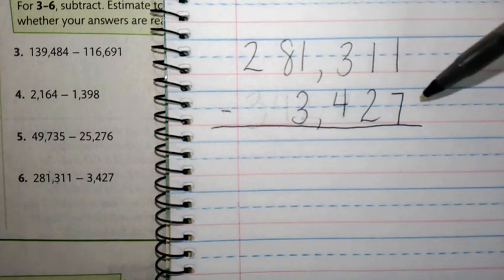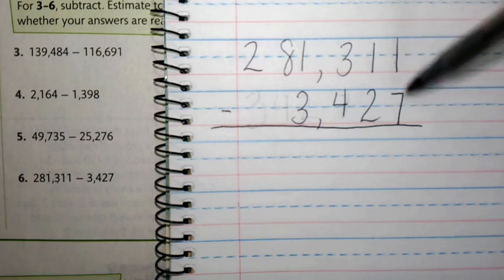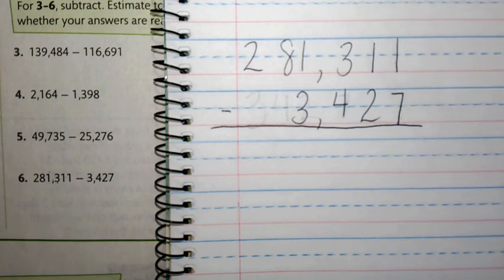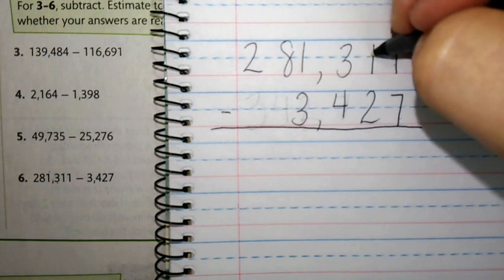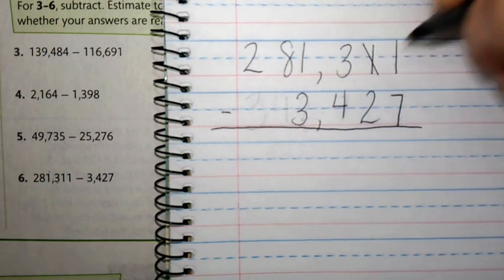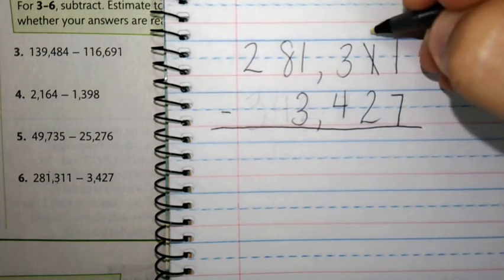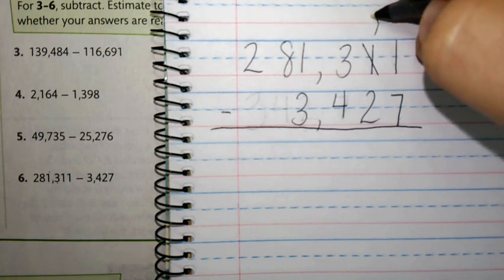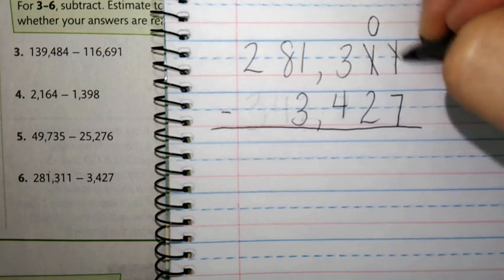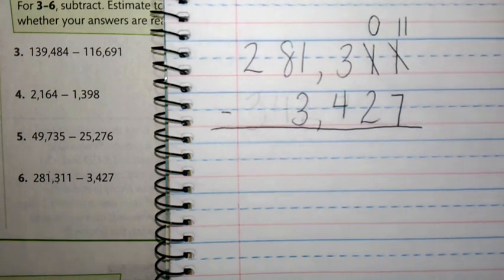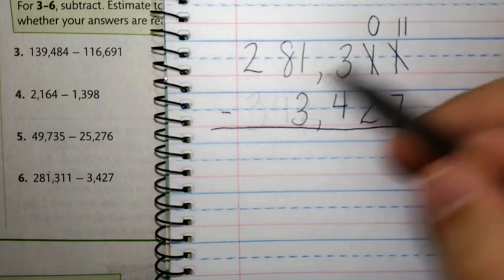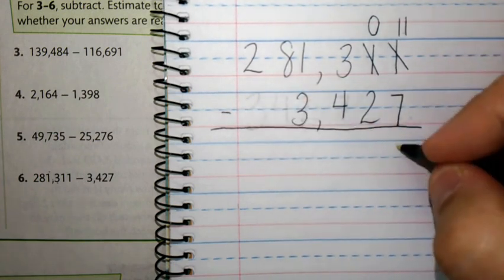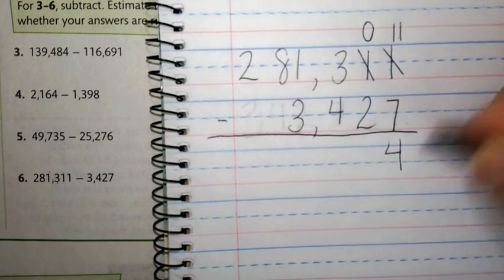And I have 1 minus 7. If I have 1, can I take 7 away? No way, right? So I need to come over and regroup. Well, if I had 1 and I take 1 away, what's left over here? 1 minus 1 is 0. And that 1 actually comes over to make this into an 11. And 11 minus 7 is going to give me 4.